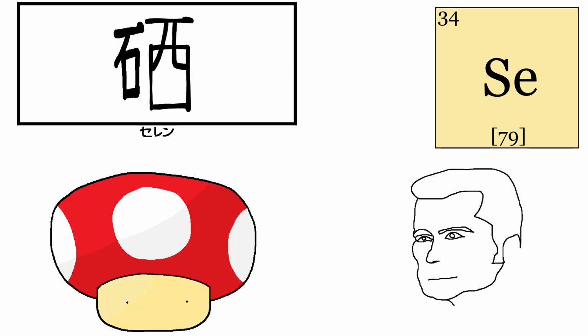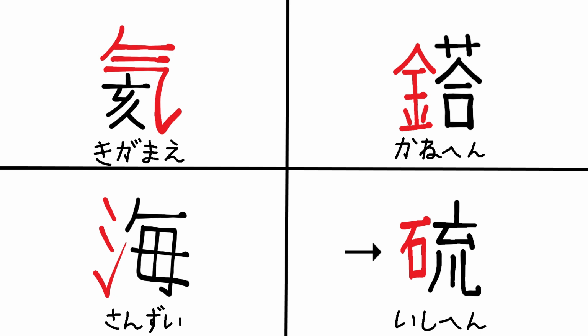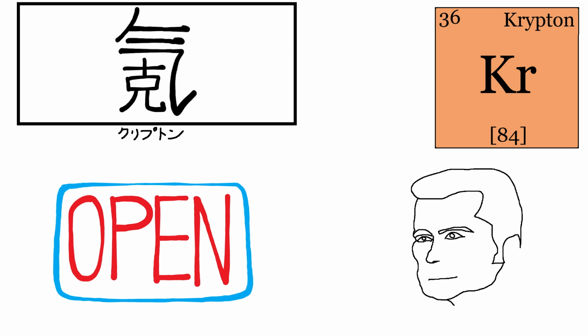Oh cool, something different. So selenium, or in Japanese, just sitting, in its natural form is rock. So the Chinese chose this radical that means rock, instead of this radical that would mean metal. Krypton is written like this. I'll give you 5 seconds. Guess what state of matter it is naturally.